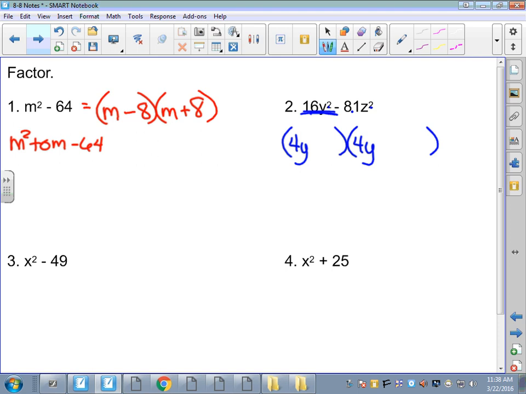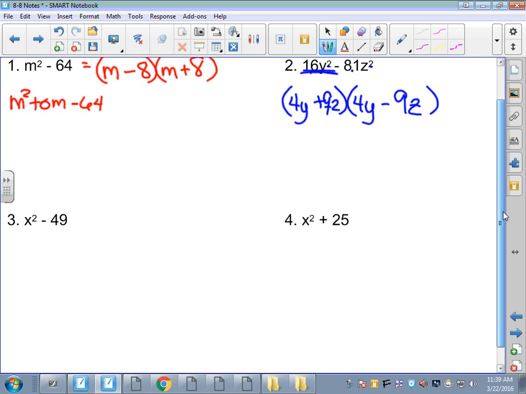How do I make 81z squared and also get 0? It'd be a positive 9z and a negative 9z. So I showed both of those using just guess and check.